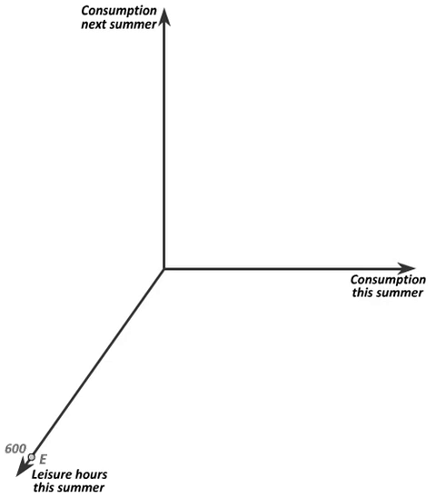Suppose you have no savings yet, and all that you own is 600 hours that you could be working this summer. Thus your leisure endowment is 600 hours, and you have no endowment of consumption this summer or consumption next summer. The endowment bundle E therefore lies on the leisure hours this summer axis.